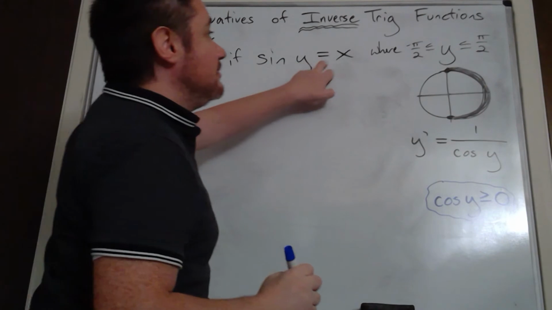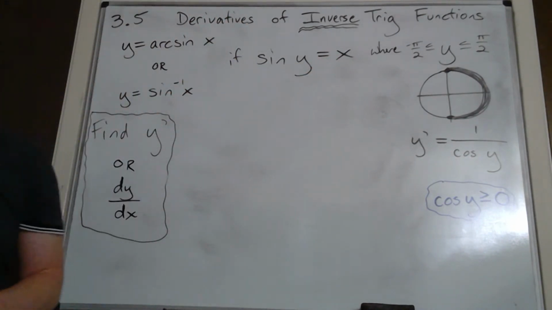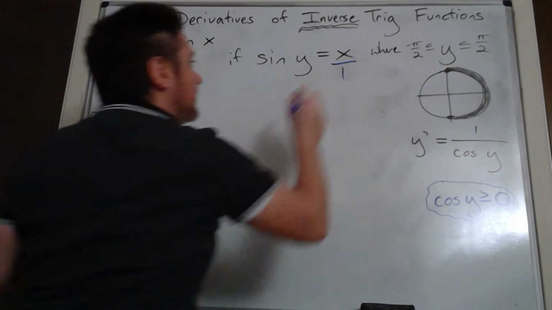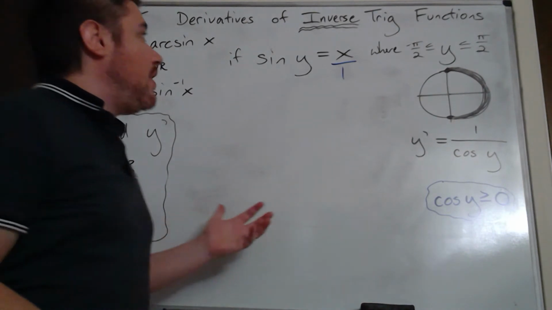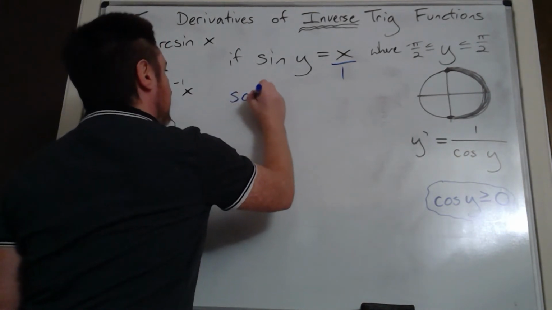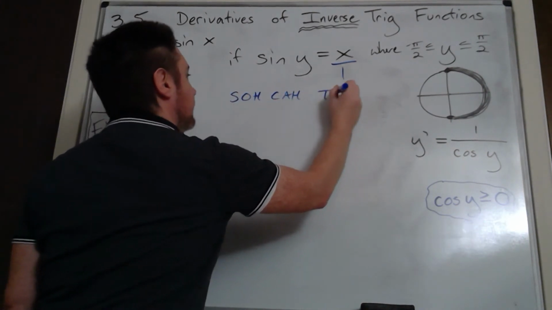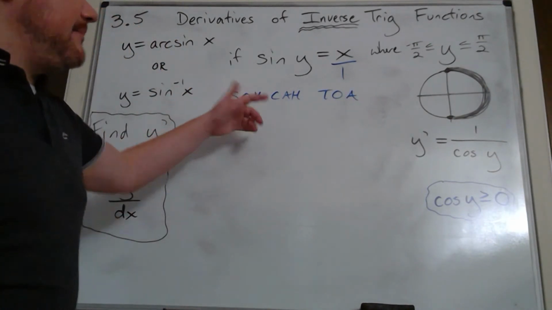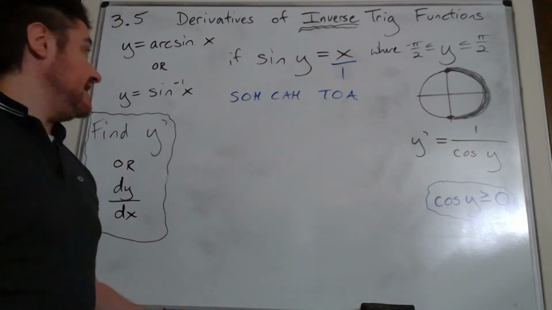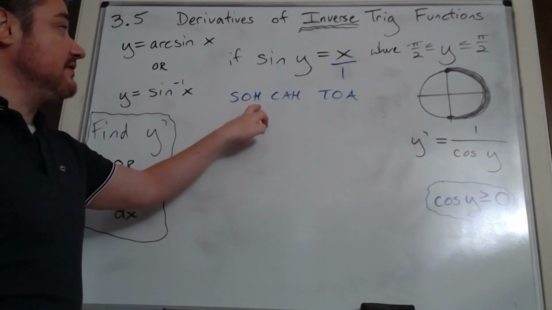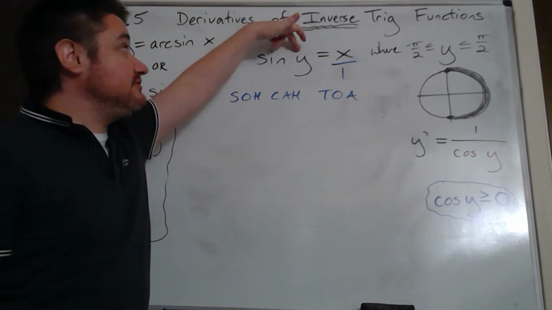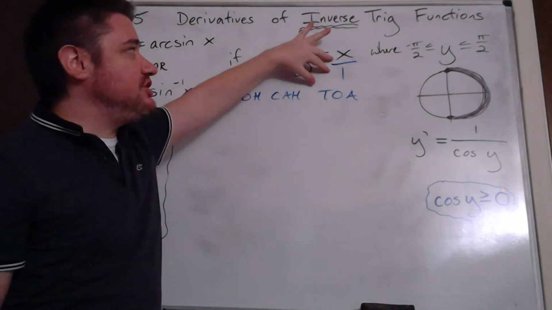Sine of y equals x, right? And for the sake of this argument, I'm going to call that x over 1. Why am I going to do that? Because we know SOH-CAH-TOA, right? That's basically our definitions of sine, cosine, and tangent, right? Sine is the ratio of opposite over hypotenuse. So here, y is representing an angle. To form a ratio, I have x.